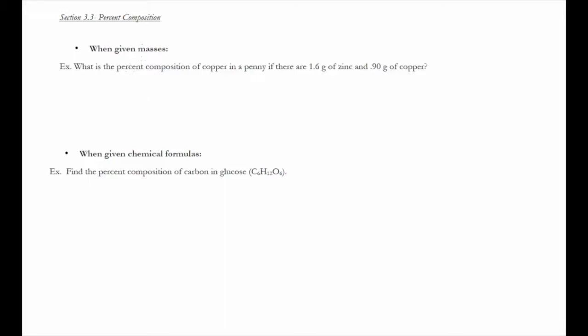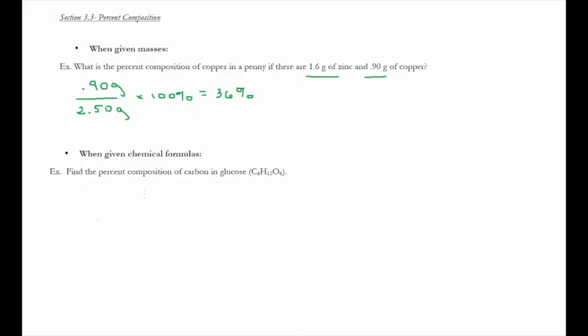So here, to determine the percent composition, if I'm actually given the mass of a compound, so specifically here I'm told that I have 1.6 grams of zinc and 0.9 grams of copper, all I need to do to find the percent that is copper is take the mass of copper, which is 0.90 grams, and divide it by the total mass of the penny, which when I add the two masses together would be 2.50 grams. I'm now going to multiply that by 100%, and what I get for my answer is 36%.